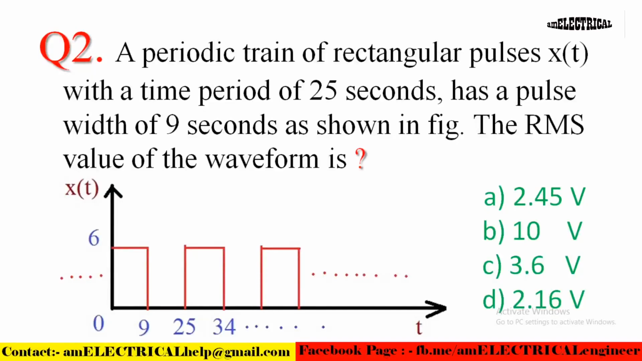A periodic train of rectangular pulses x of t with a time period of 25 seconds has a pulse width of 9 seconds as shown in the figure. The RMS value of the waveform is, here the waveform is given and we have to find the answer. The options are: A, 2.45 volt; B, 10 volt; C, 3.6 volt; and D, 2.16 volt.